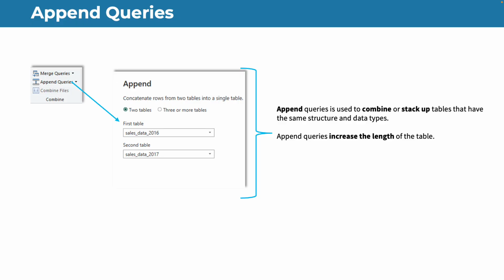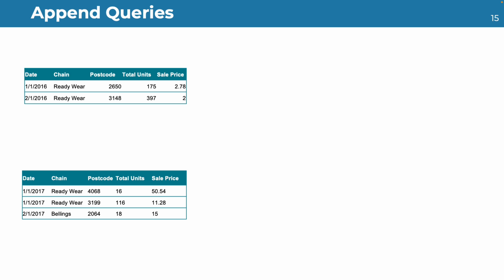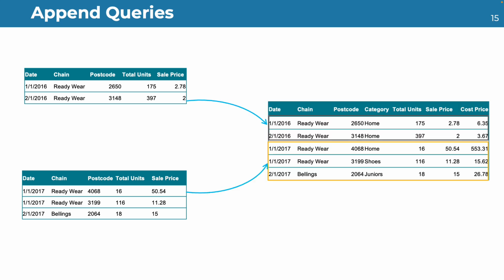Let us deep dive into append queries a little further. Let's take a scenario where we have 2016 sales in one query and 2017 sales in another query. But for reporting purposes, we have to append the data from these two queries into a single query so that the reporting layer can consume the data from a single data source. In this case, we can use append queries to stack up the data from both tables into a single result query.